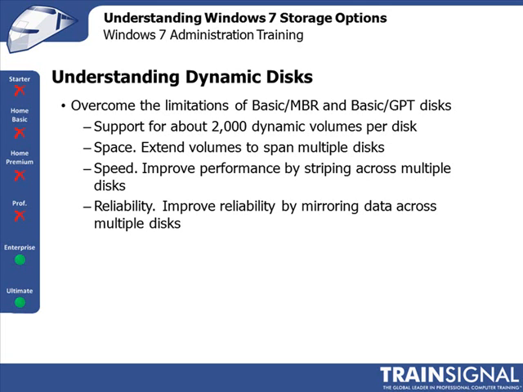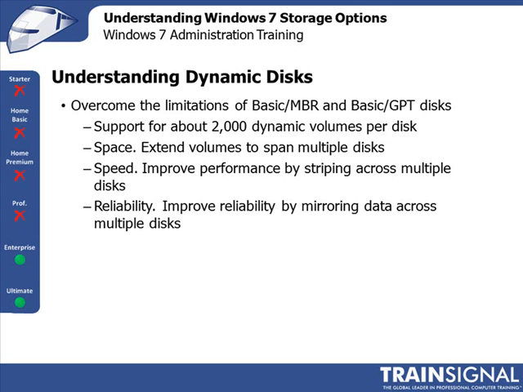First of all, dynamic disks overcome a number of limitations, particularly the master boot record type disks, and frankly the GUID partition table type disks. There is support for about 2,000 dynamic volumes per disk. Remember, a master boot record can have up to 4 primary partitions, but lots more in the extended partition space. But a GUID partition table disk can have 128 volumes. If you want to have 1,975 or even 1,976 volumes on a disk, you've got to use a dynamic disk.